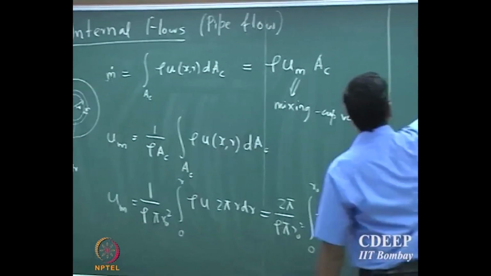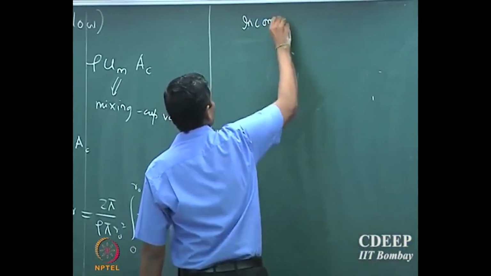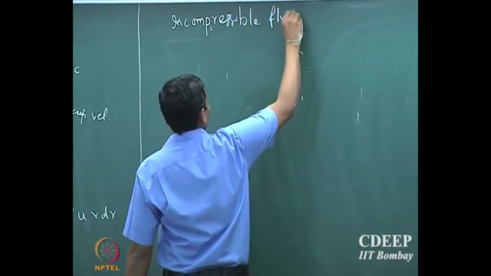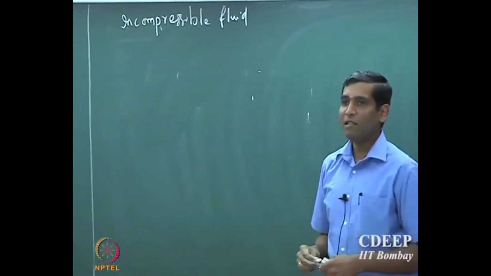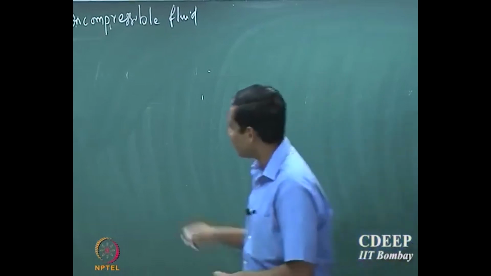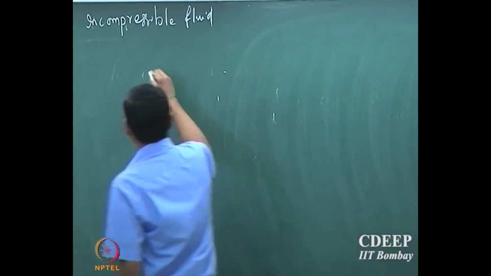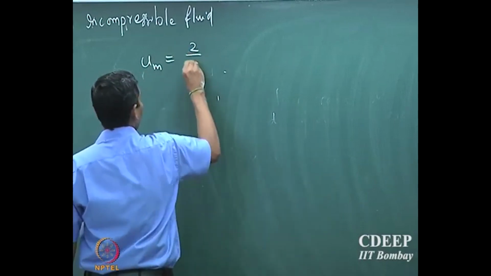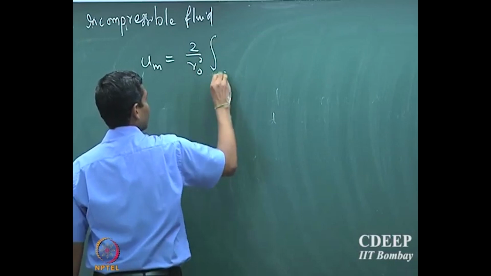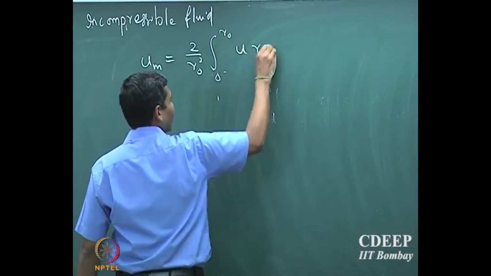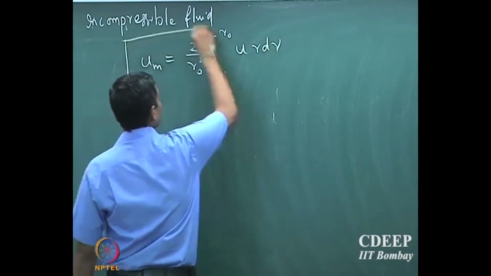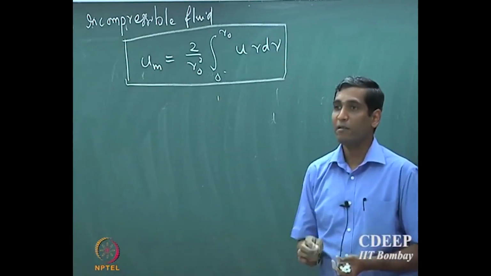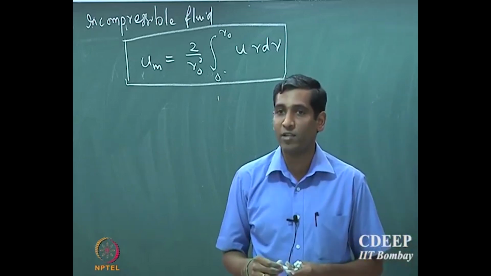then the density doesn't change, and so I can pull the density out of the integral. So UM, which is the cup mixing velocity, will be 2 by r naught square, integral 0 to r naught of u r dr. So that's the definition of the mixing cup or the cross sectional average velocity.